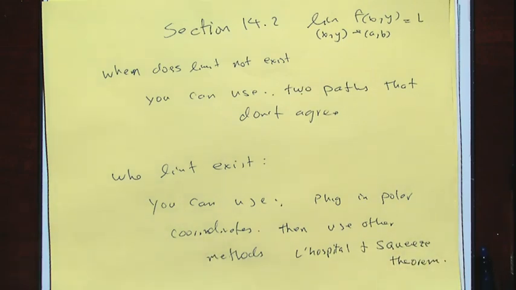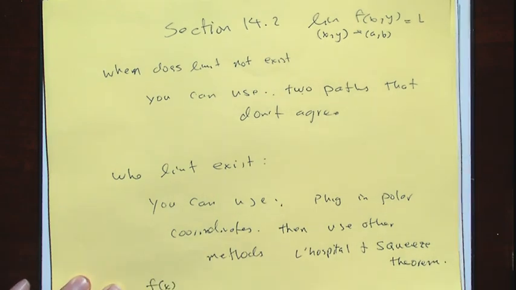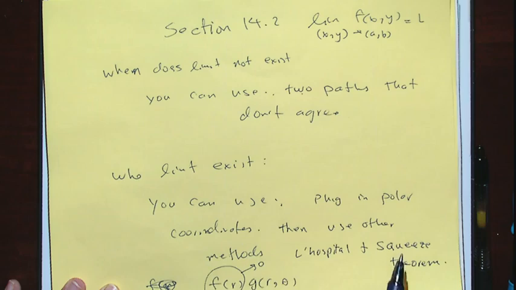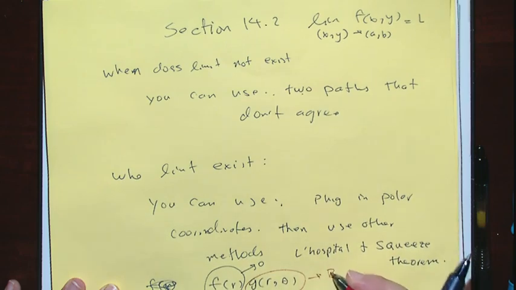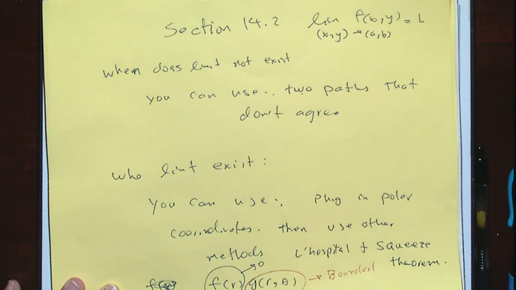So one thing I want to say about the squeeze theorem. The squeeze theorem is equivalent to saying that you have two functions. Let's call them f of r and g of r and theta. The limit of f of r is 0, and g of r and theta is bounded. Do you know what bounded means? Anybody know what bounded means?